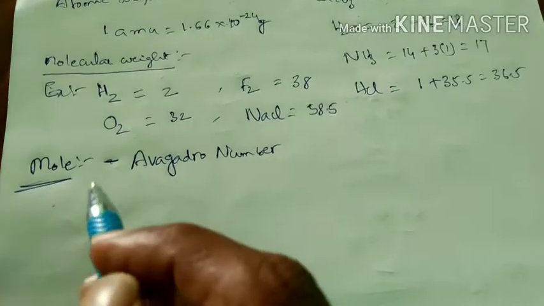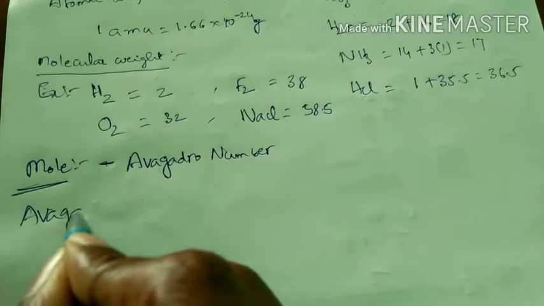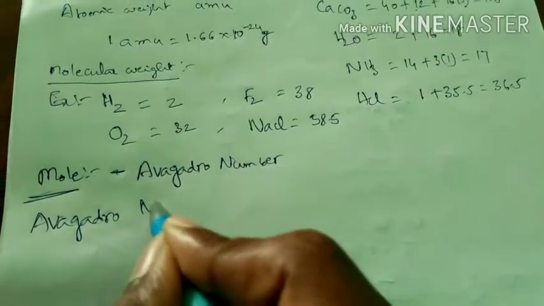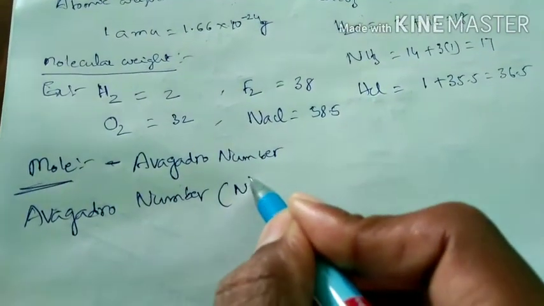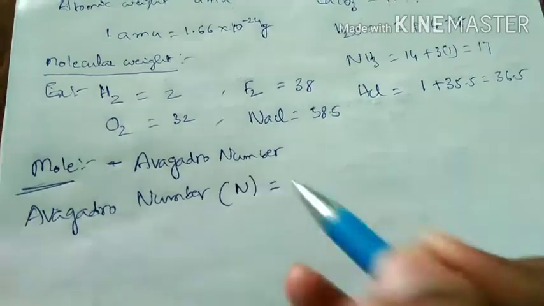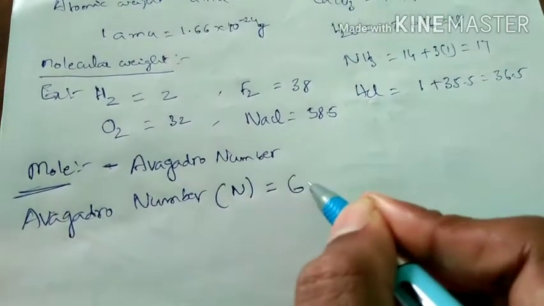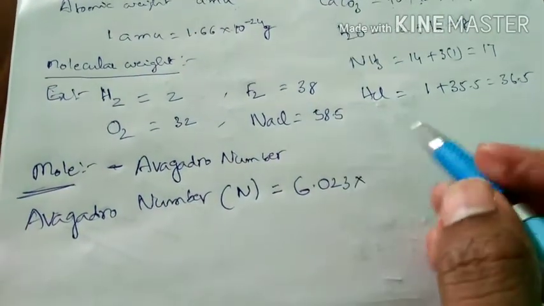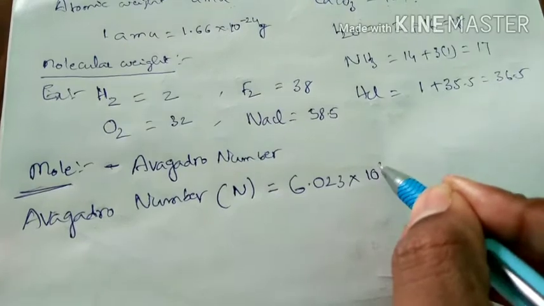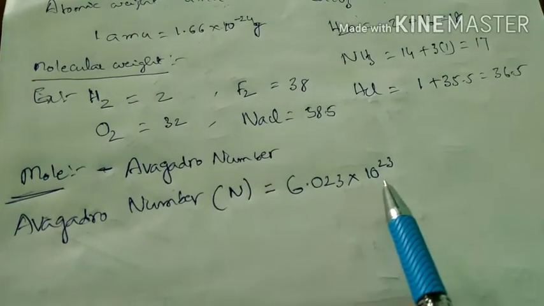Now you may get one doubt. What is the value of Avogadro number? It is represented by capital N. Its value is 6.023 into 10 to the power of 23. That is the number. 6.023 into 10 to the power of 23.